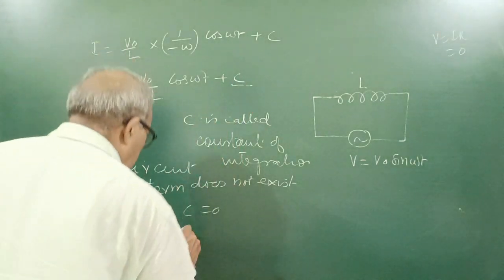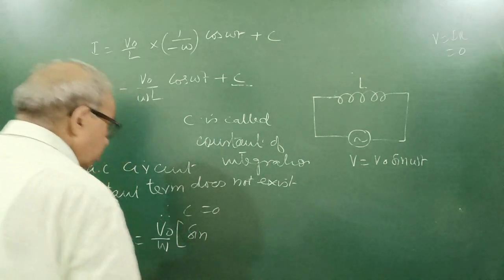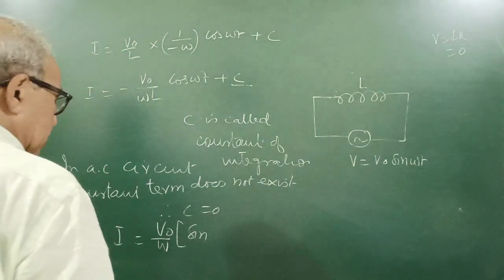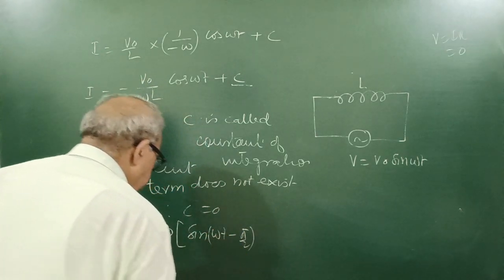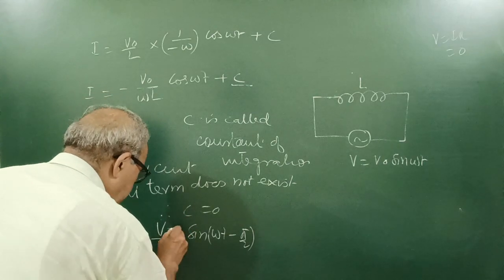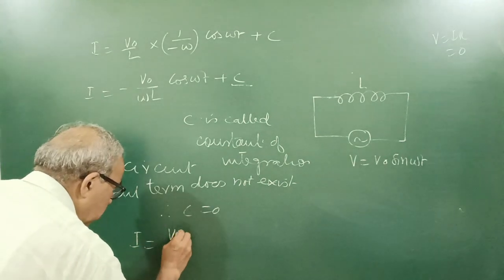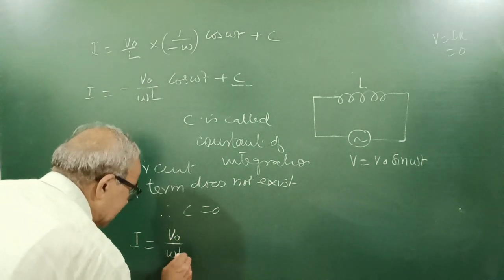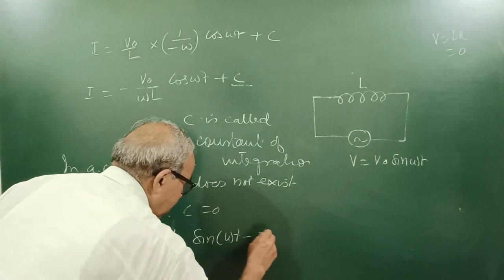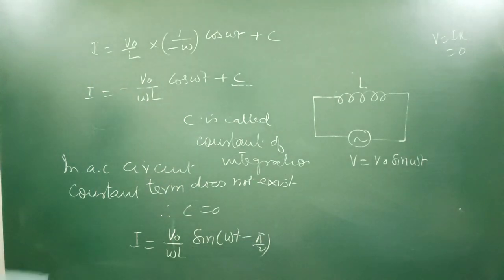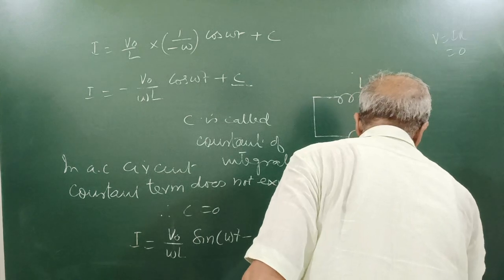ये C0 होगा और इट इज रिटन है साइन ओमेगा t माइनस पाई बाय 2. ओमेगा है, सॉरी. I equal to V0 upon omega L और साइन omega t minus pi by 2. Now you may say कि why it is so, but this term is cos omega minus cos omega t.